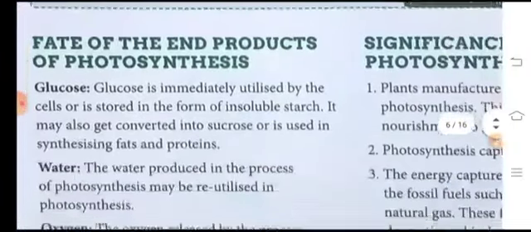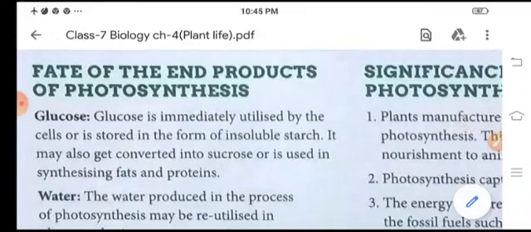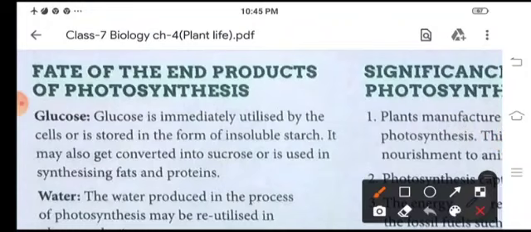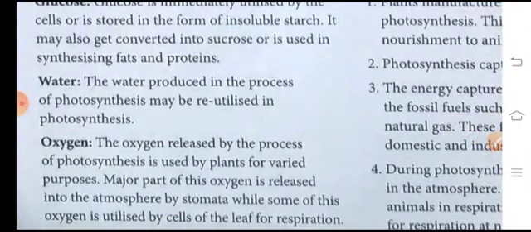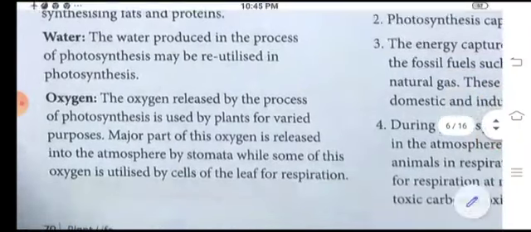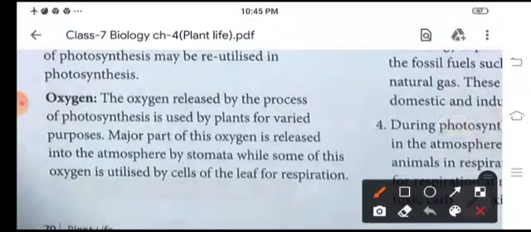Next is the fate of the end products of photosynthesis. So glucose, which is formed, is immediately utilized by the cell, or it is stored in the form of insoluble starch. It may get converted into sucrose or is used in the synthesis of fats and proteins. Water, which is formed, is reutilized in the photosynthesis process. Now oxygen, which is released by the process, is utilized by the plants for varied purposes, and a major part of this oxygen is used up by living beings in the respiration process.